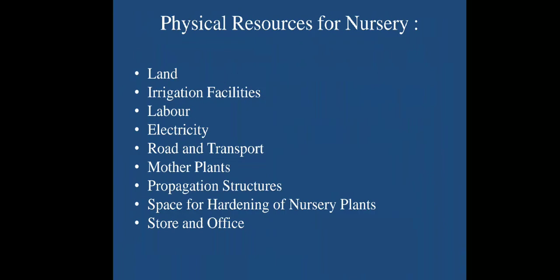Physical resources of a nursery: land, irrigation facility, labor, electricity, road, transport, mother plants, propagation structures, space for hardening nursery plants, and lastly store and office. These are the physical resources for setting up a nursery.